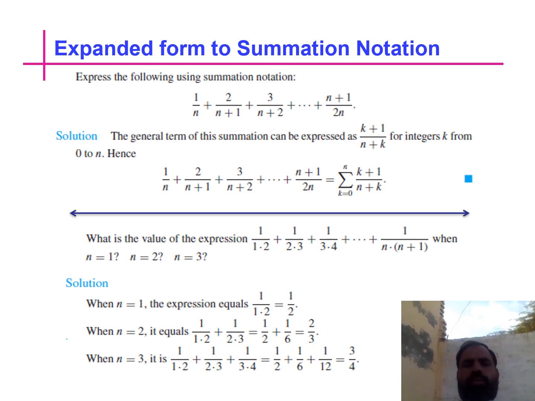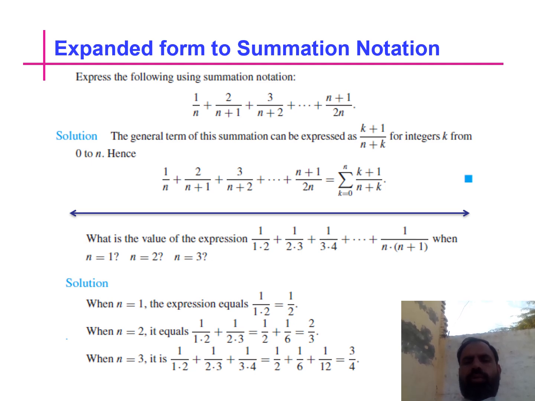And the second example is, what is the value of the expression 1 over 1 dot 2, plus 1 over 2 dot 3, plus 1 over 3 dot 4, plus up to and so on 1 over n into n plus 1, when n is equal to 1, n is equal to 2, and n is equal to 3. So what will be the value of this expression? When n is equal to 1, the expression is 1 over 1 into 2, which is 1 by 2.